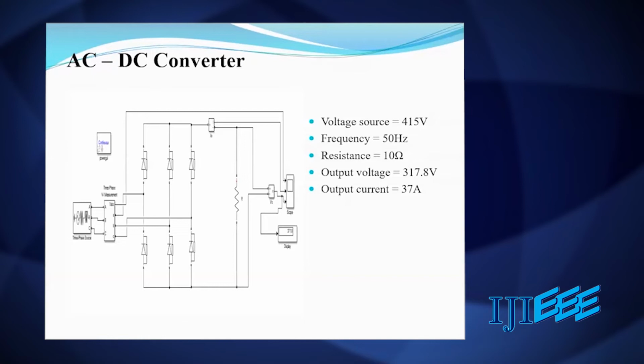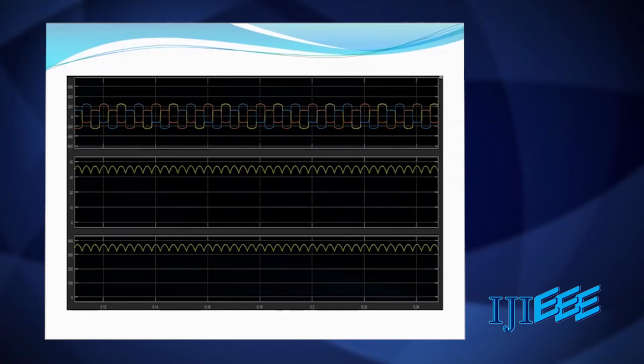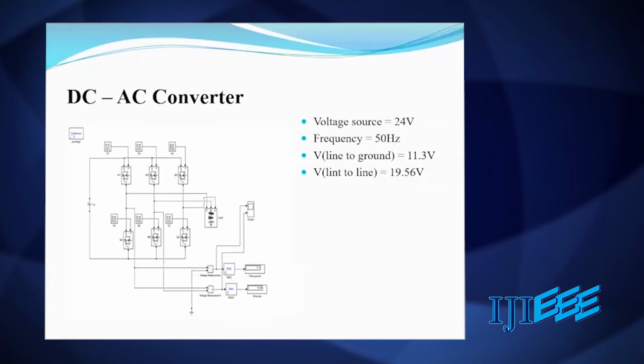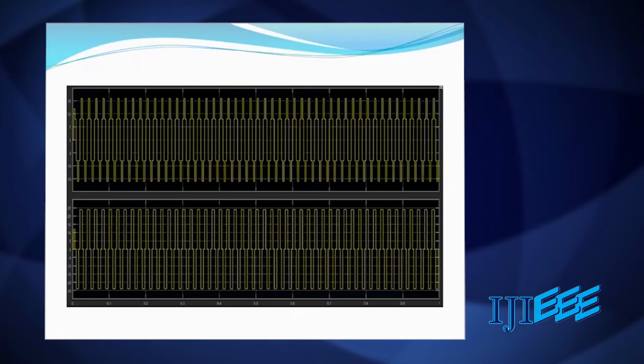Next, an example of AC to DC converter. Here, AC to DC converter with the resistive load of 10 ohm, and the voltage we have got is 317.8 volts. So this is the waveform for the simulation of AC to DC converter. And the example of DC to AC converter: the voltage source we have given is 24 volt input voltage, and we have got the output voltage like this.